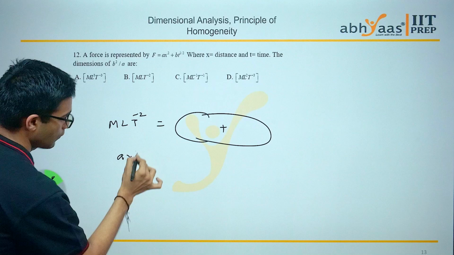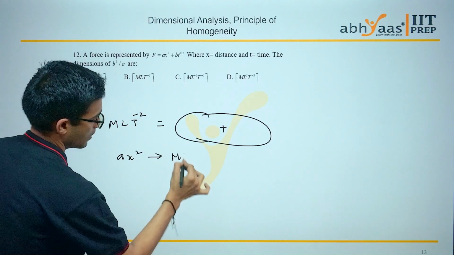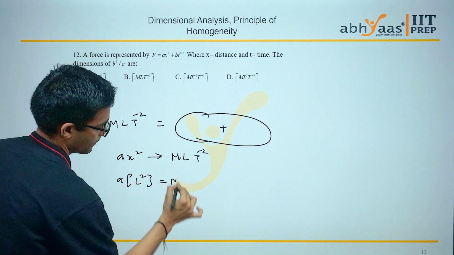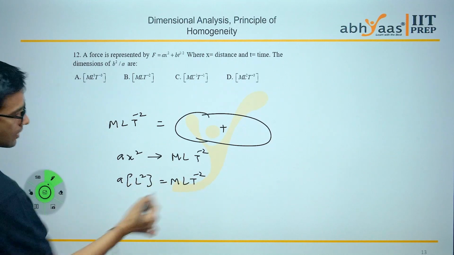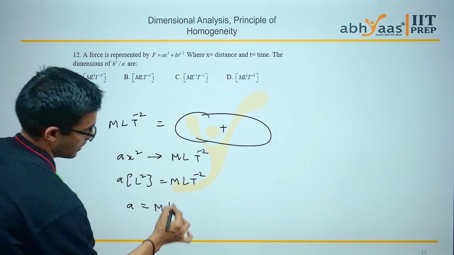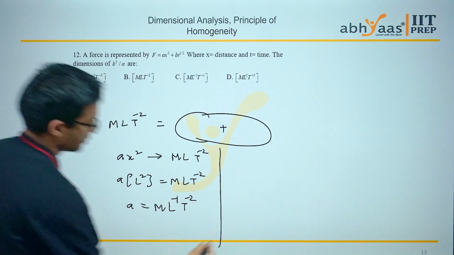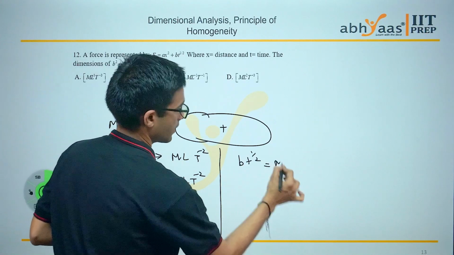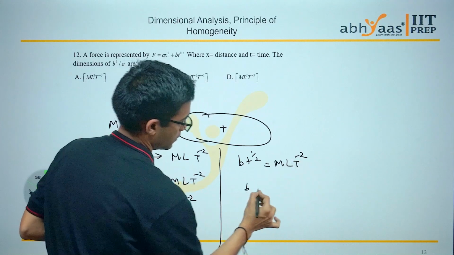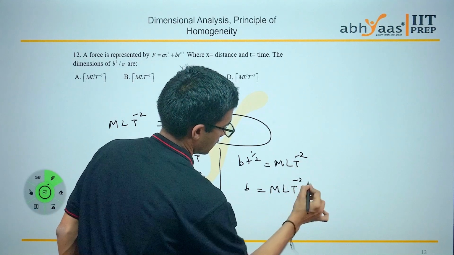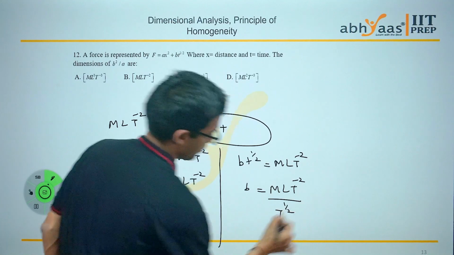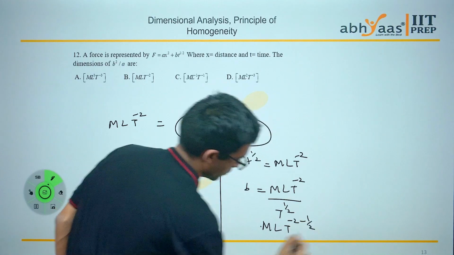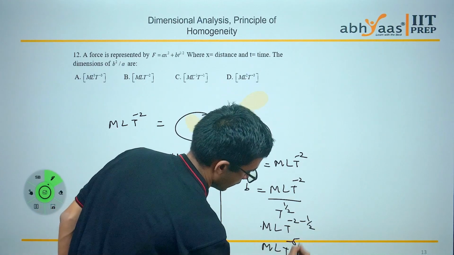Ax square is also force only. That is M L T power minus 2. A into L square equals M L T power minus 2, so L square here becomes L. A is equal to M L power minus 1 T power minus 2. Similarly, bt power 1 by 2 should also give M L T power minus 2. B is equal to M L T power minus 2 divided by T power 1 by 2. So M L T power minus 2 minus 1 by 2, that is M L T power minus 5 by 2.